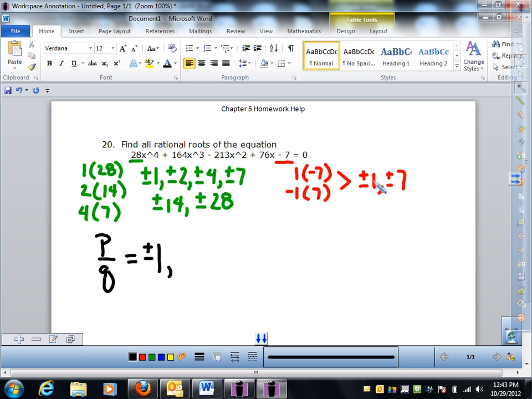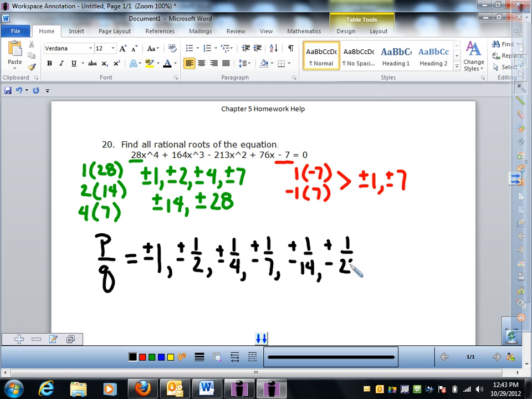Then I'd put the 1 over the 2. Same idea, it'd be a plus or a minus, and I'd get 1 over the 2, 1/2. Then I'd put it over the 4, so I get plus or minus 1/4. Then I put it over the 7, plus or minus 1/7. Over the 14, plus or minus 1/14, and over the 28, plus or minus 1/28.